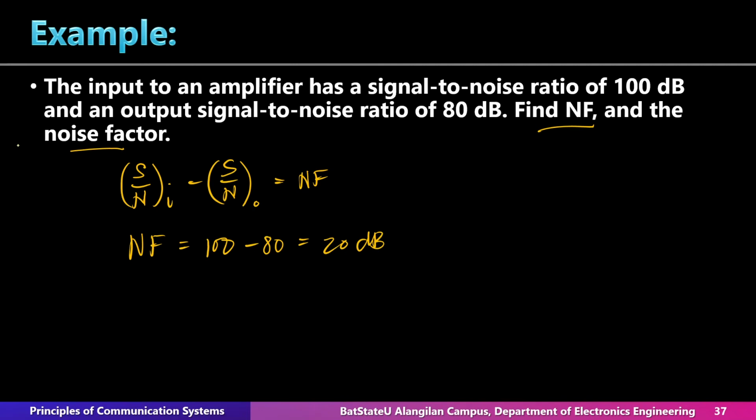Okay? So now, what is the noise factor? We can get that from the 20 dB. Because 20 dB is 10 log of F. So to get F, that's 20 divided by 10, which is 2. And then the anti-log, which means 10 raised to 2, or 100. Ang dali lang.